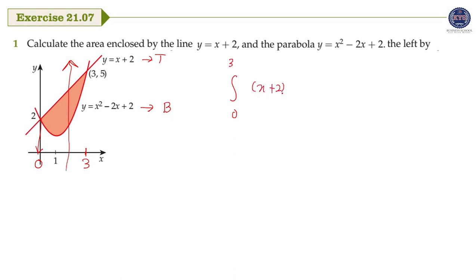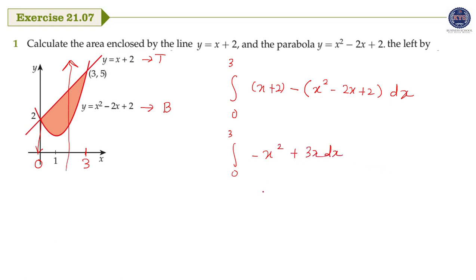x plus 2 minus, don't forget to put bracket, minus 2x plus 2 dx. Many students are careless, they forgot to put the bracket over here. If you didn't put the bracket, the sign is also changed. Remember to put the bracket. And then expand the bracket over there, you will get negative x squared plus 3x dx.